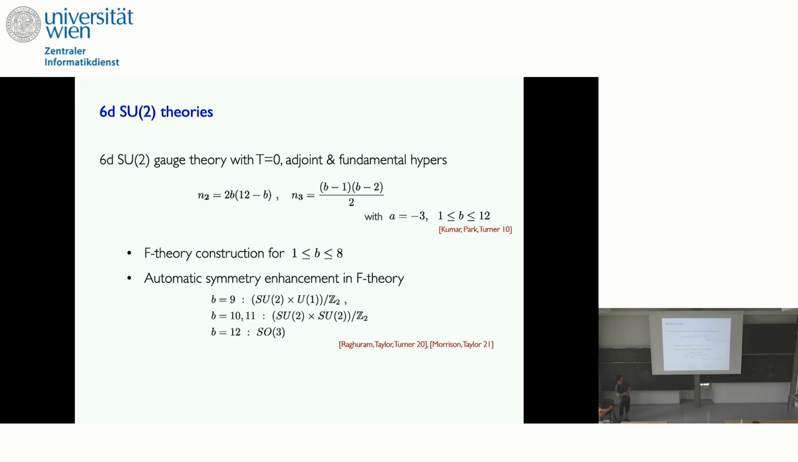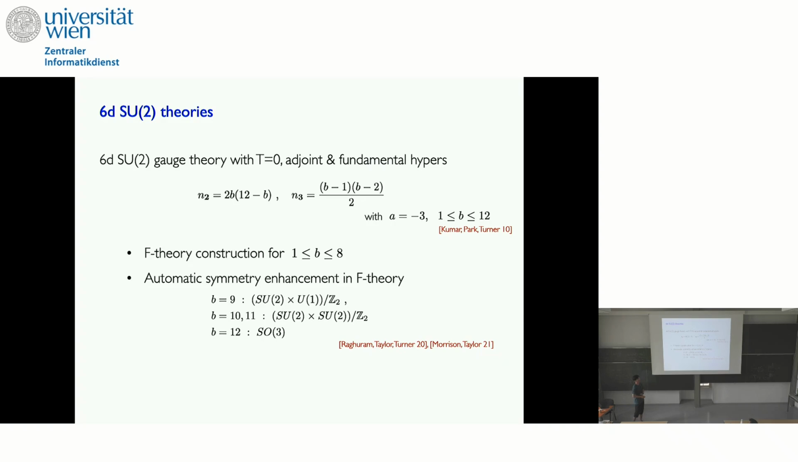Okay, let's move on to more complicated examples. So let's consider SU2 gauge theory with no tensor multiplet, but coupled to adjoint and fundamental hypermultiplets. So the numbers of fundamental and adjoint hypermultiplets are given in this way. And this theory will exist when B is between 1 and 12. And also up to A, we have an F-theory construction for this theory.